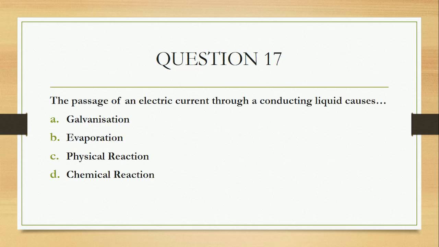Our next question is, the passage of an electric current through a conducting liquid causes option A, galvanization, option B, evaporation, option C, physical reaction, or option D, chemical reaction. And the correct option is option D, chemical reaction.